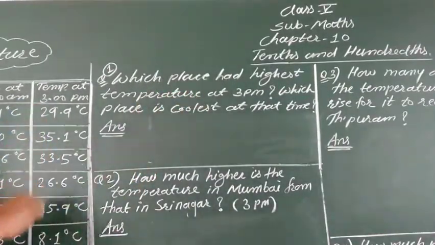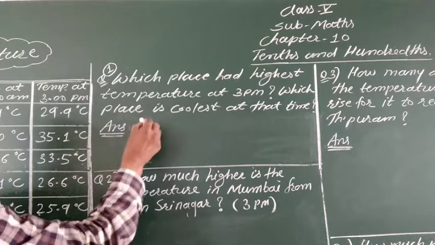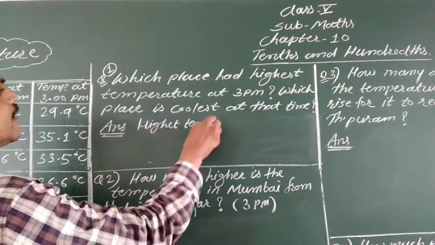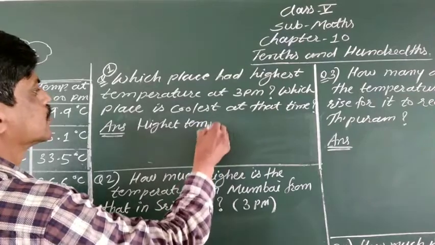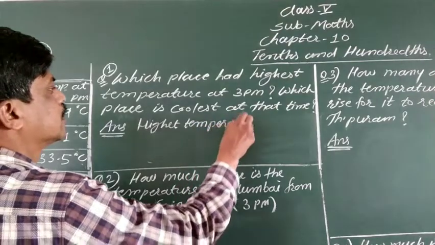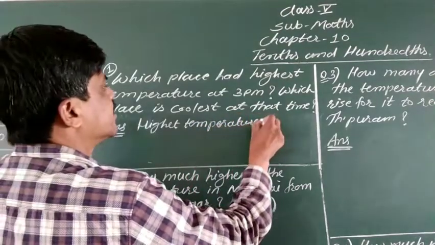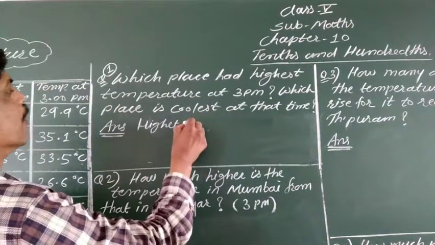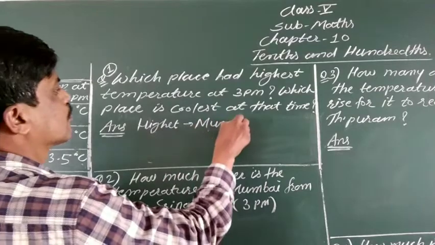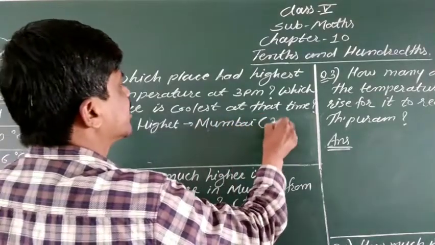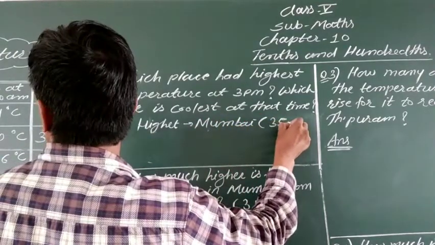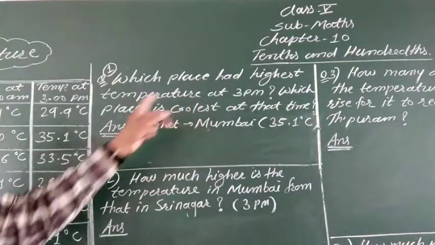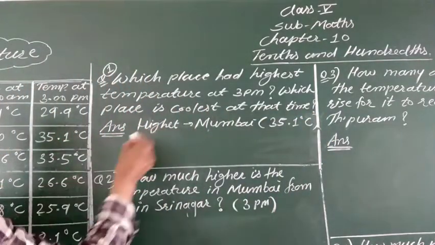So at 3 PM, you have the highest temperature here. Which place has the highest temperature? See, the highest temperature is Mumbai, and see, it is 35.1 degrees Celsius. And the second question is which place is the coolest at this time?